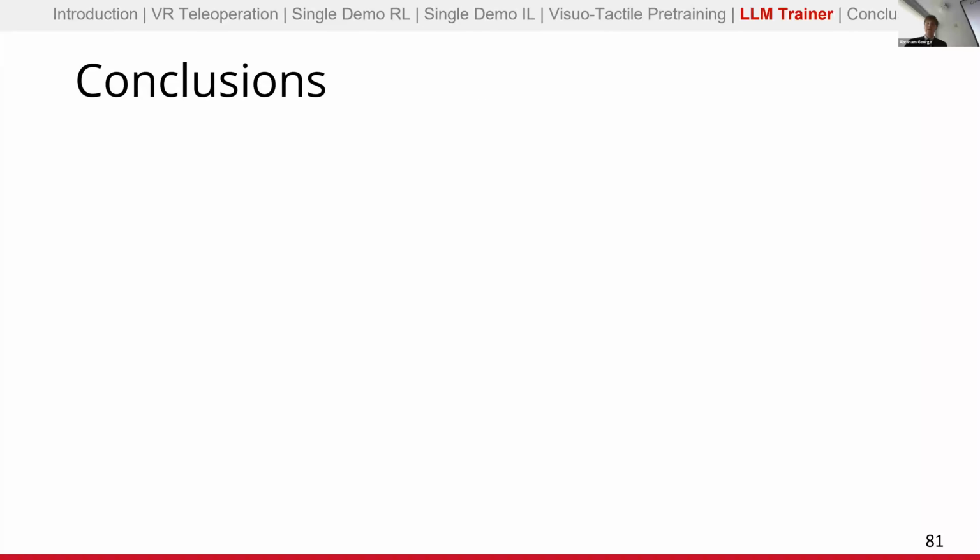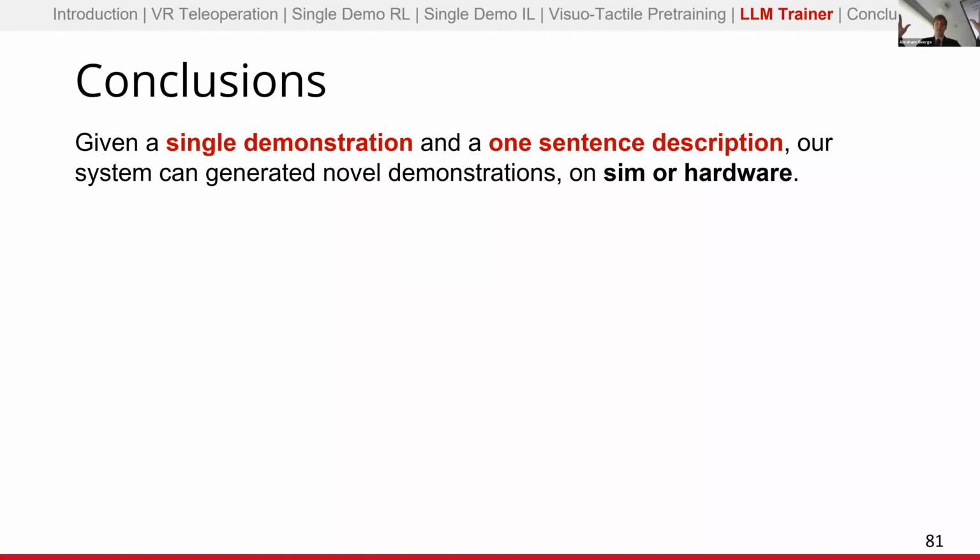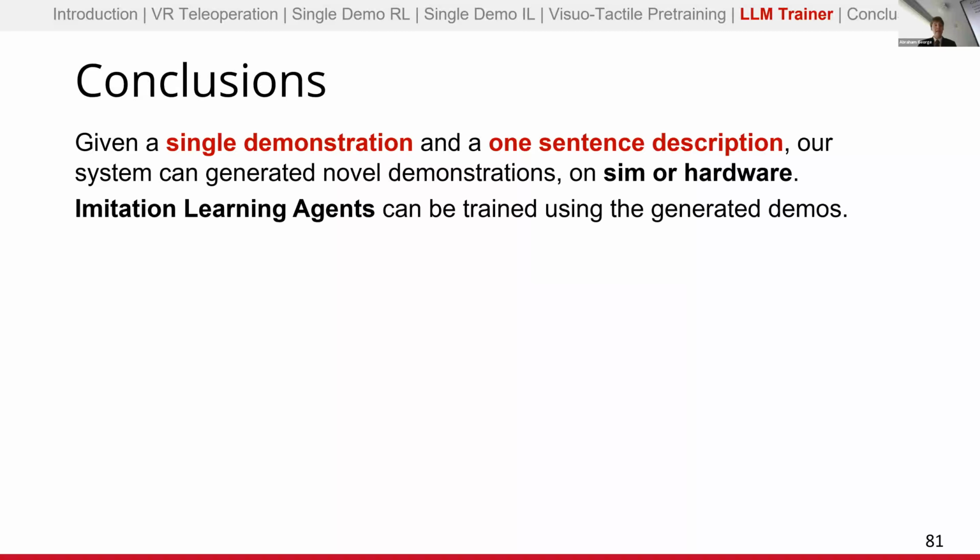So, conclusions for this work. Given a single demonstration and a one-sentence description of the task, our system can generate novel demonstrations both in simulation and on hardware. Importantly, we do not use any human annotations, no hard coding. The system is completely agnostic to the task except for that one demonstration and one sentence.